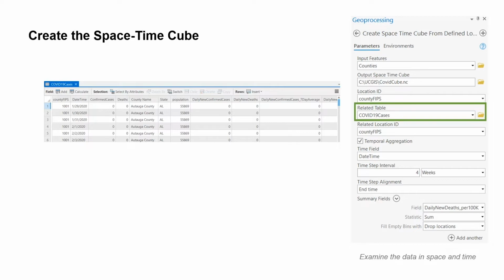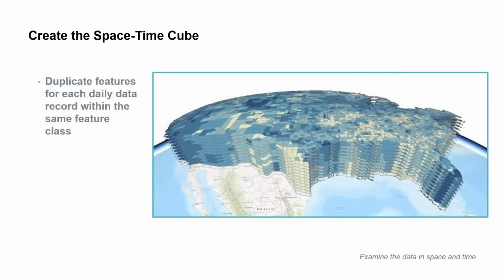Now, it isn't necessary to have the data and geometry stored separately like we've done here. Another option is to have the data and geometry in a single file with duplicate county features for each day or each time period. The advantage of storing the geometry and data separately and joining them using the related location ID field is data size, in that you don't have to store the duplicate geometries. You can store the geometry once.